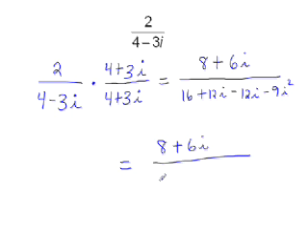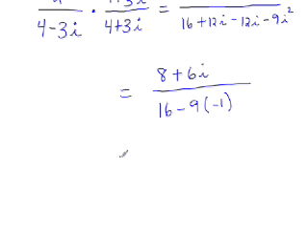Denominator, a couple things are going on. The 16 will not change. Positive 12i minus 12i, those cancel each other out. And we have negative 9i squared. i squared becomes negative 1. So we have negative 9 times negative 1. Again, the positive 12i and the negative 12i eliminate each other. To simplify further, we have in the denominator 16 plus 9, which is 25.